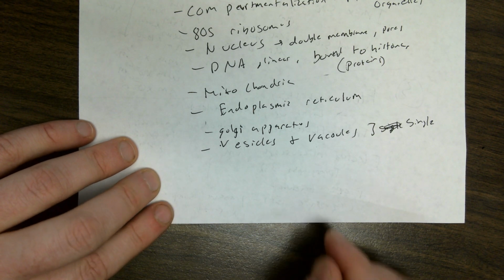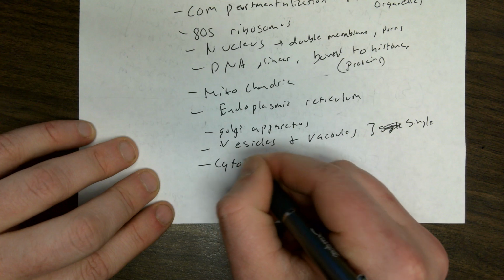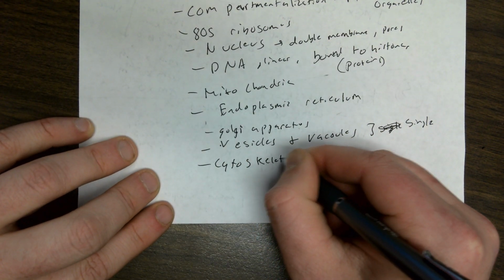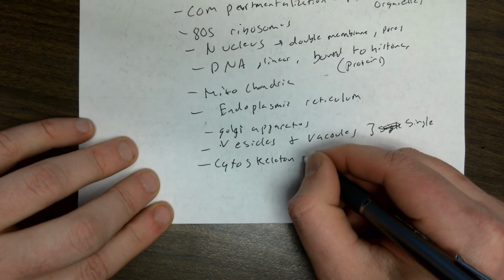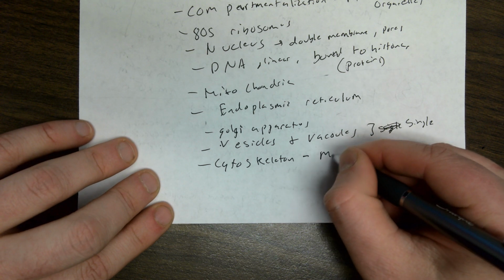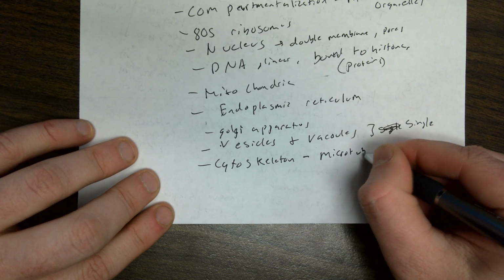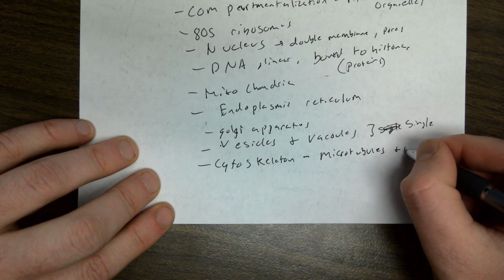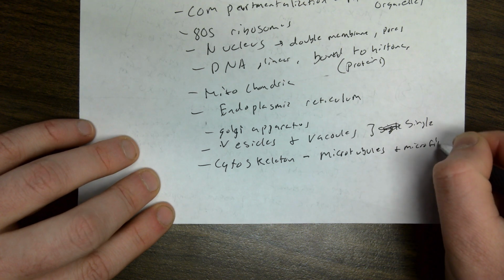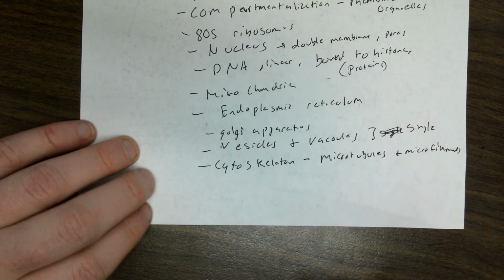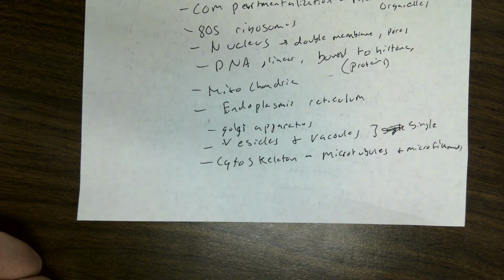So let's see. They also have a cytoskeleton, and the cytoskeleton helps keep this cell structure, right? And so the cytoskeleton is made out of microtubules and then microfilaments. All right, and that's our eukaryotic cell structure.